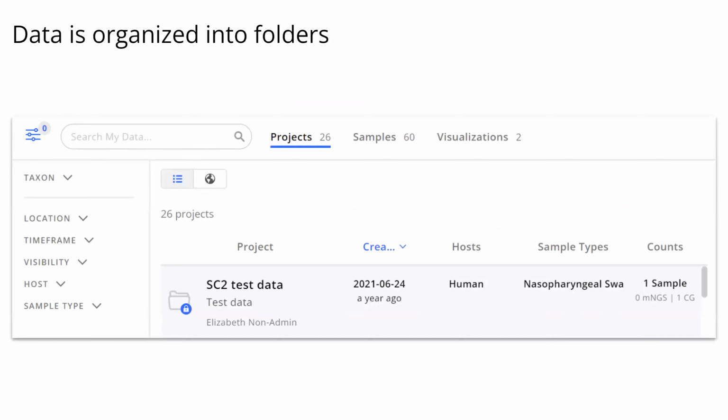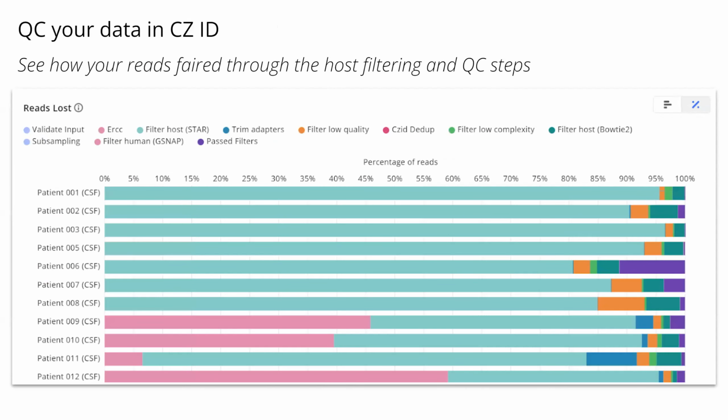And then once you log into CZID, each project will be organized into folders. And on the left side of the page, you will have different filters to use for finding samples and projects of interest. One of the first steps that you can do in CZID is see how your reads fared through the host filtering and QC steps of the pipeline.